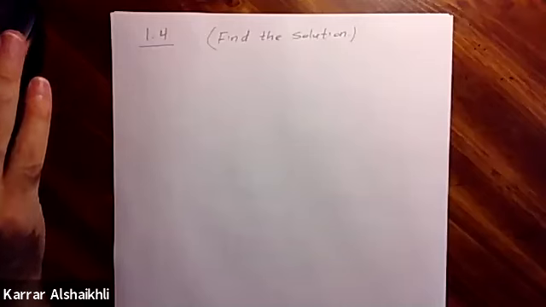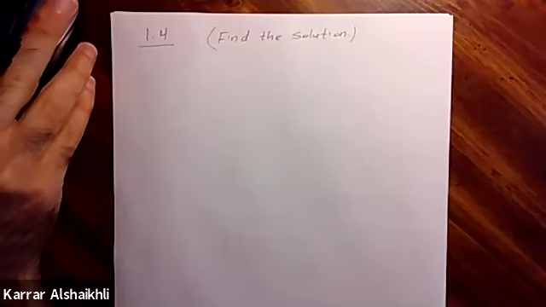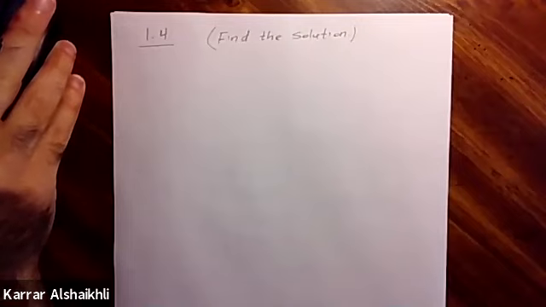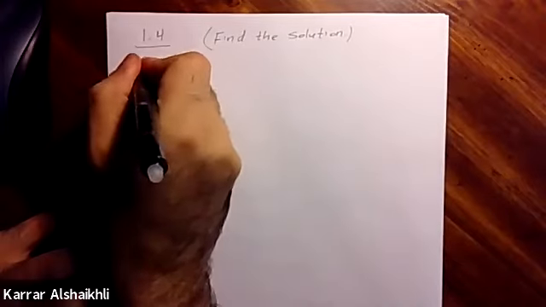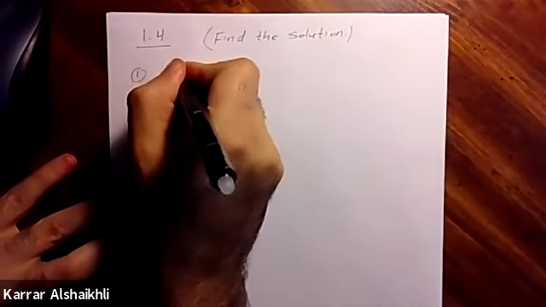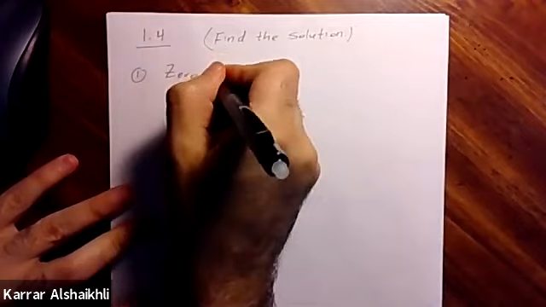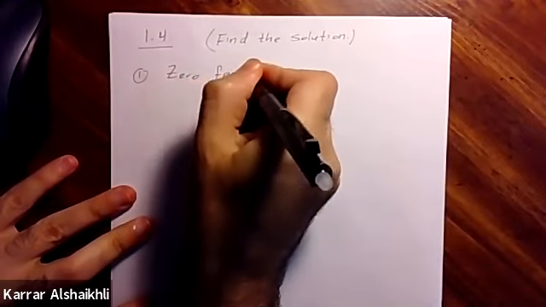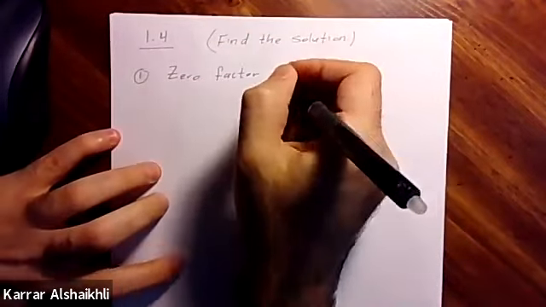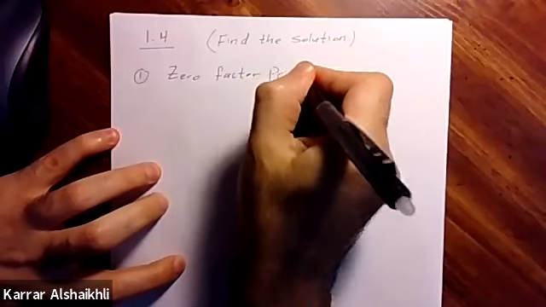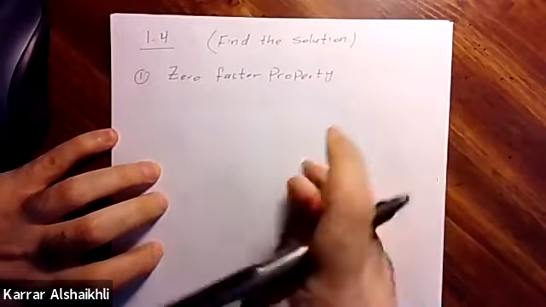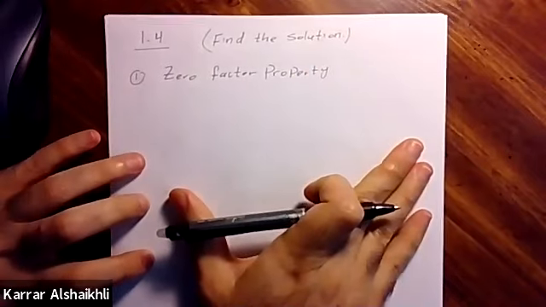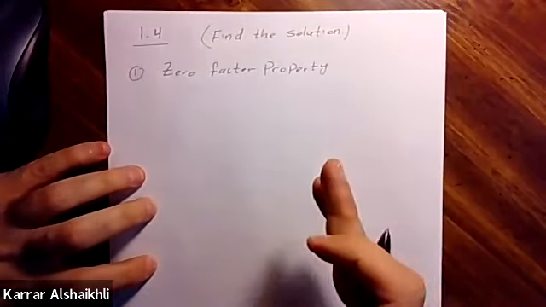Start finding the solution. The first property we're going to study in this section is the zero factor property. This is the first method. Let's do an example about that, and I'm going to show you what's the meaning of zero factor property.